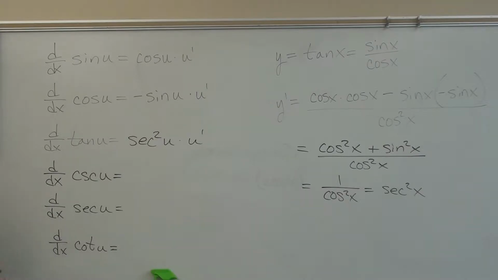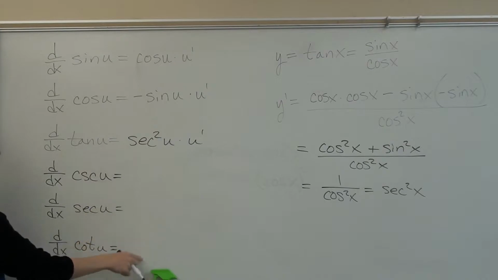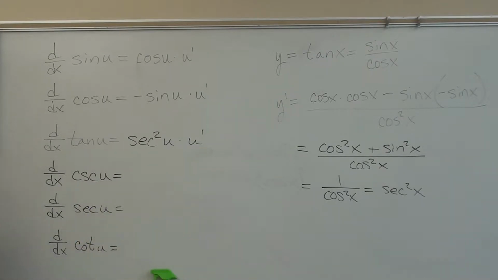All right, I'm going to quickly tell you the rest. The derivative of cosine, and you find all the rest the exact same way, right? Actually, you know what? I'm not going to tell you cosecant. I'm going to make you derive it. But we're going to do it slightly different.